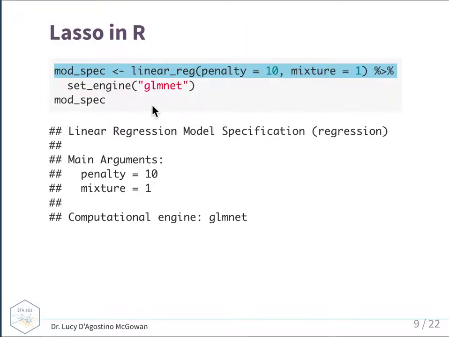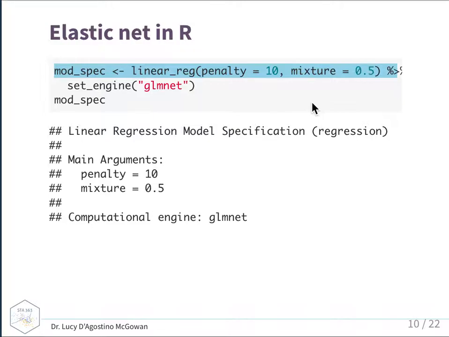If we wanted to do lasso, we would still set the penalty the same as we would with ridge, but now instead of the mixture being 0, we're going to set the mixture to be 1, and this will allow for lasso to be performed. And we're using the same engine here, glmnet.